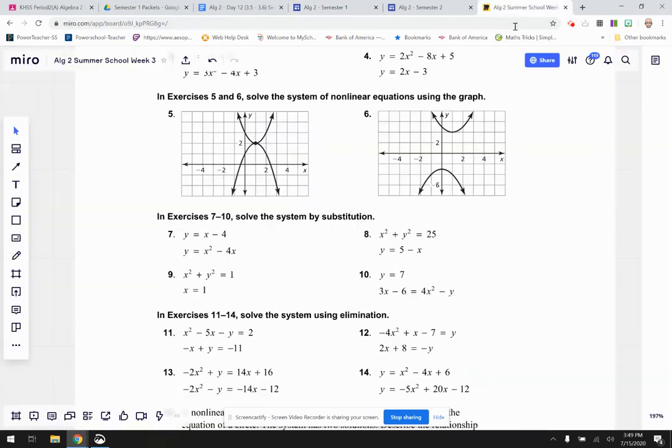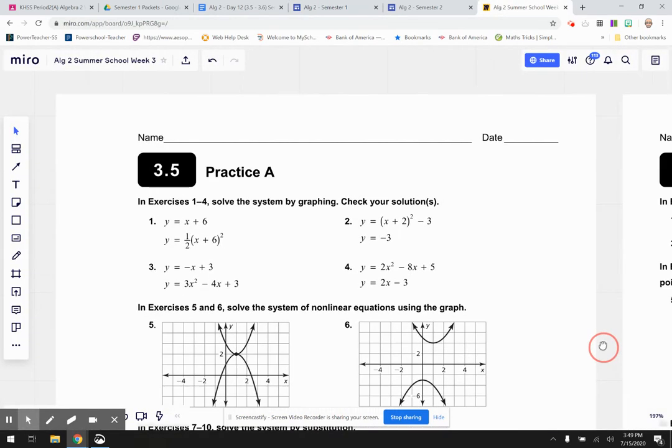All right, so let's get to it. We have our worksheet right here. It just says solve by graphing. Check your solutions. Well, we're gonna solve it. Maybe we'll plug in the origin in each one and see if it's correct. So we want to graph both of these equations on Desmos.